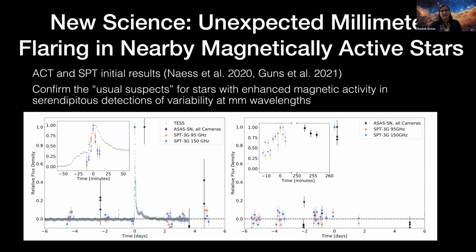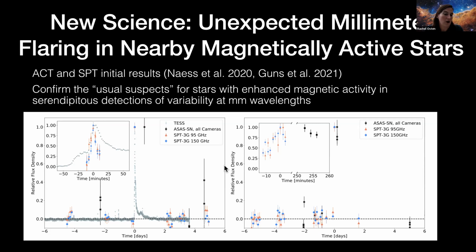So I said it's not just ALMA. There have been some recent results in the last couple of years from these stage 3 cosmology experiments, the Atacama Cosmology Telescope and the South Pole Telescope. As they're getting closer to the galactic plane, they're finding things in our galaxy that are millimeter transients. And what was surprising to them, not so surprising to me when I heard about this, is that they are also confirming the usual suspects for stars with enhanced magnetic activity.